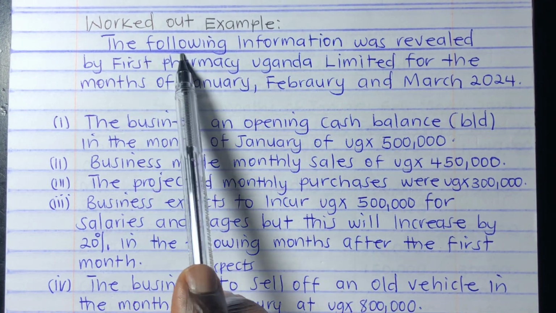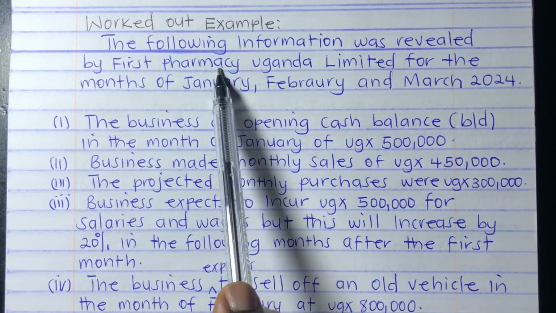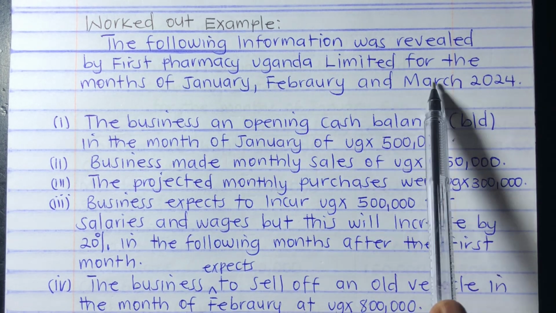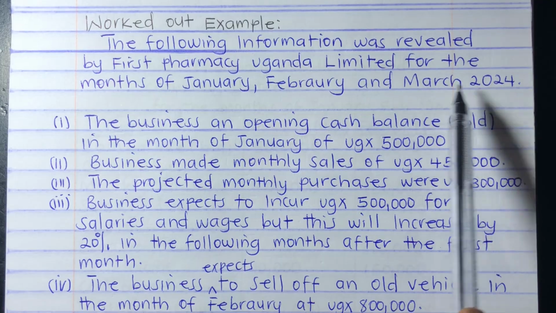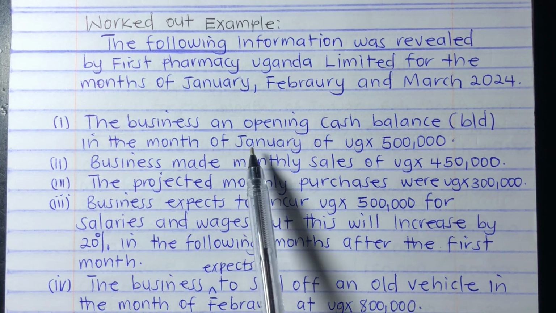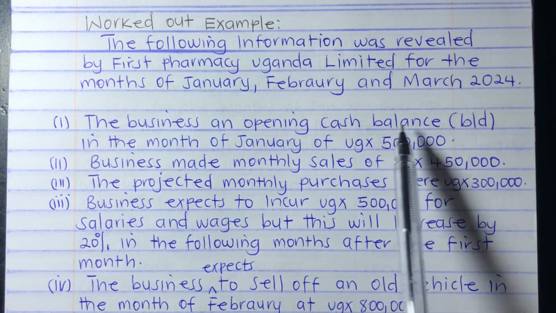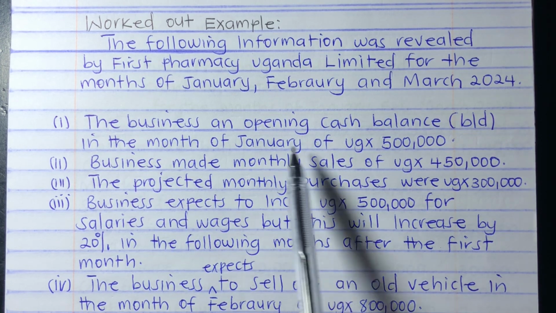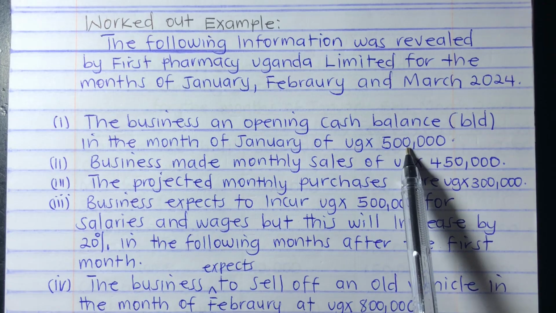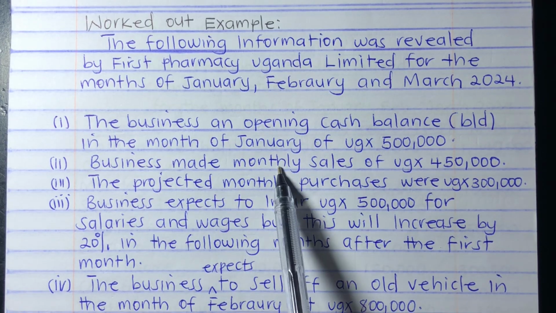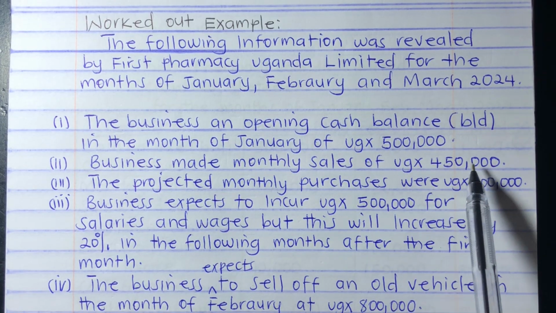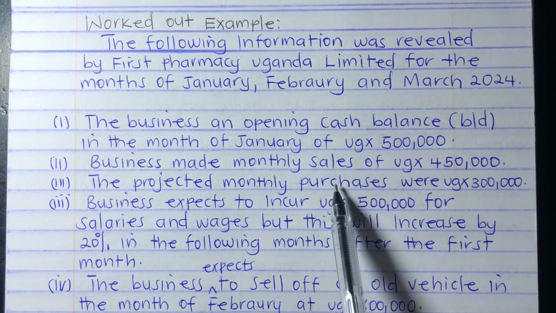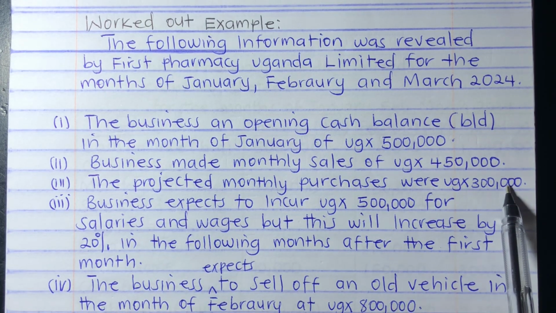It goes: the following information was reviewed by First Pharmacy Uganda Limited for the months of January, February and March 2024. The first Roman is the business had an opening balance, also called balance brought down, in the month of January of UGX 500,000. The business made monthly sales of UGX 450,000. Roman 3, the projected monthly purchases were UGX 300,000.